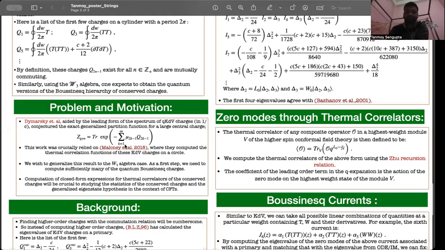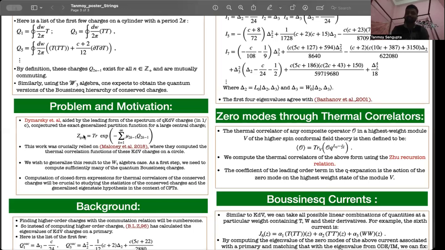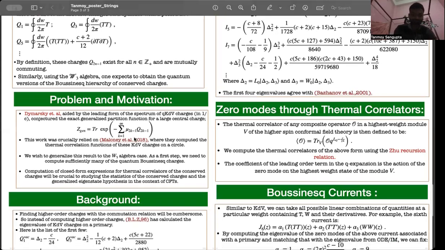Now, why do we want to study this? We want to study a generalized partition function, which is written in terms of the charges, and you turn on chemical potentials for each charge. Boussinesq and collaborators have studied this for the KdV, which heavily depends on Melani's computation of the thermal correlators for the KdV hierarchy, and we want to study this for the W3 hierarchy.